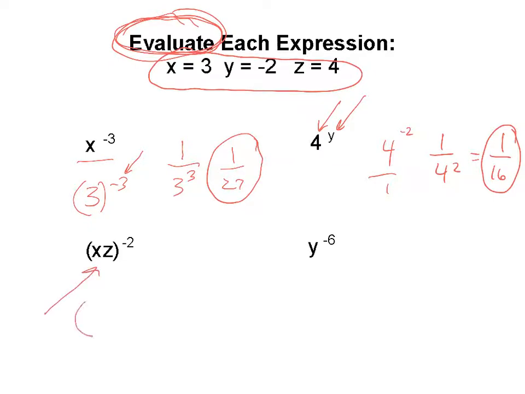This is x times z, so 3 times 4 to the negative 2 power. Now notice this is all in parentheses, so we should do that all first. So we get 12 to the negative 2 power. Don't want to leave a negative power, so I need to put it over 1 and flip it, right? And then don't just leave it like that. Do the math because they want us to evaluate.